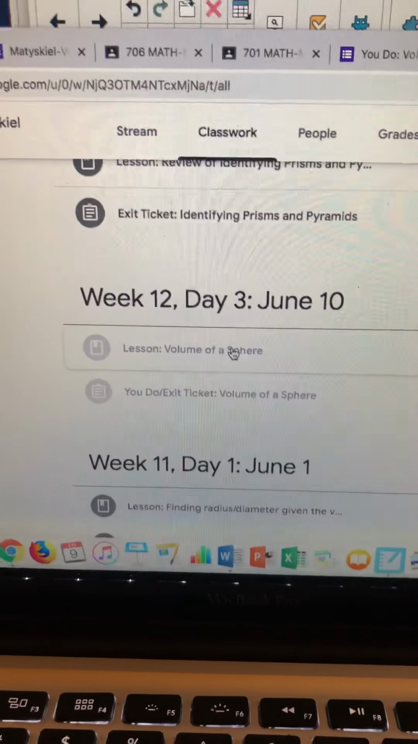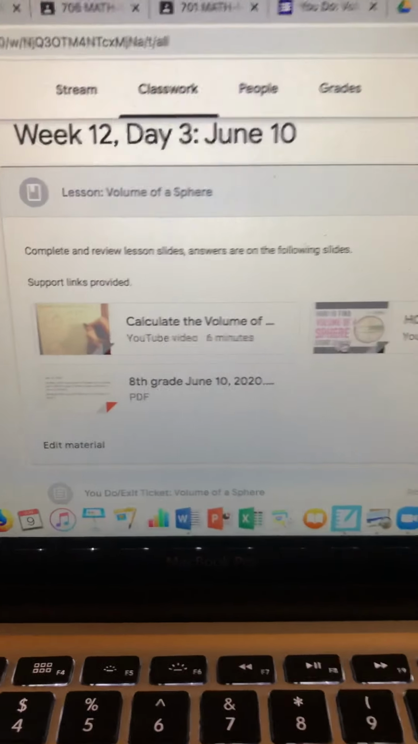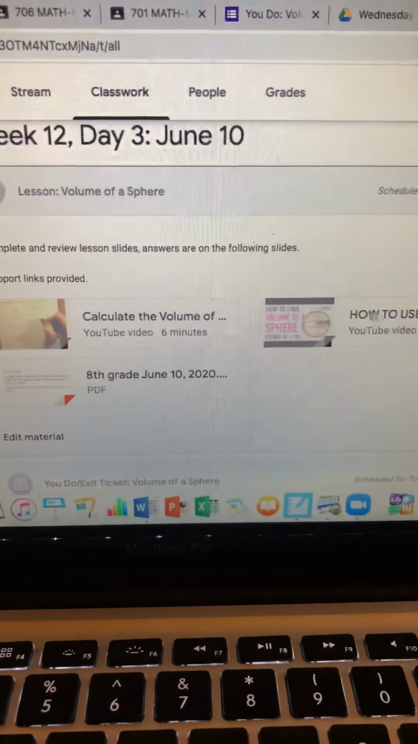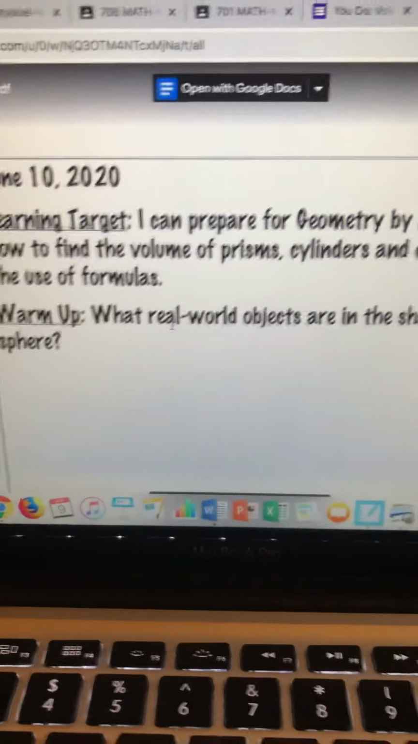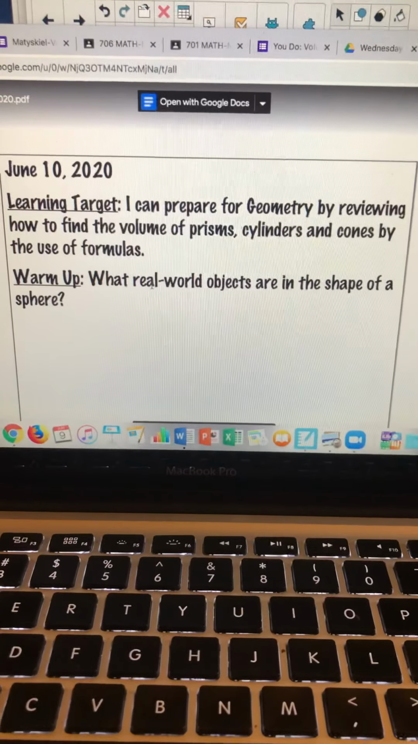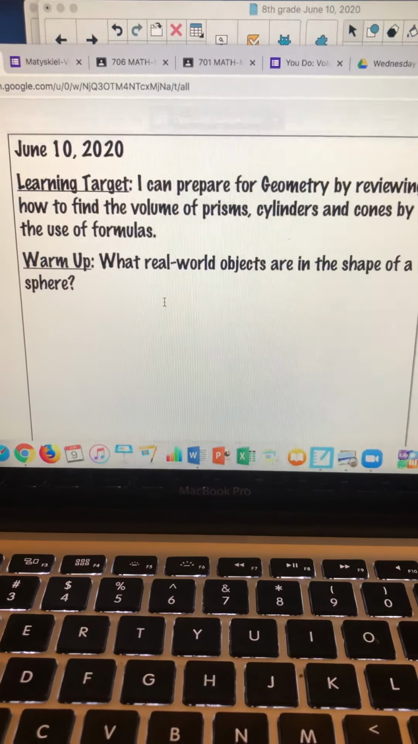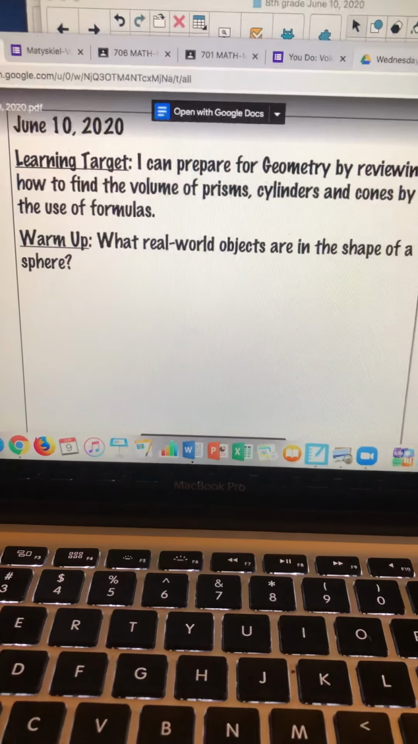So if you click on your lesson for day 3, you'll see there are 2 links for support if needed. One was 6 minutes, one was 3 minutes, so just additional help if needed. You'll click on your lesson for today and you'll see the following. So the warm-up is just what real-world objects are in the shape of a sphere. So you would think about where you see spheres in your normal day.